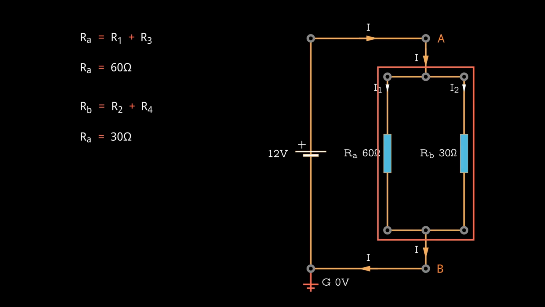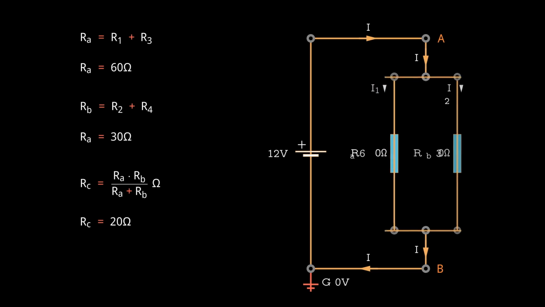These two resistors in parallel have different values. We can't use the shortcut method for equal resistors. Instead, we apply the formula for finding the equivalent resistance of two resistors in parallel, which involves multiplying their values and dividing the result by their sum. After performing the calculation, the equivalent resistance comes out to be 20 ohms.